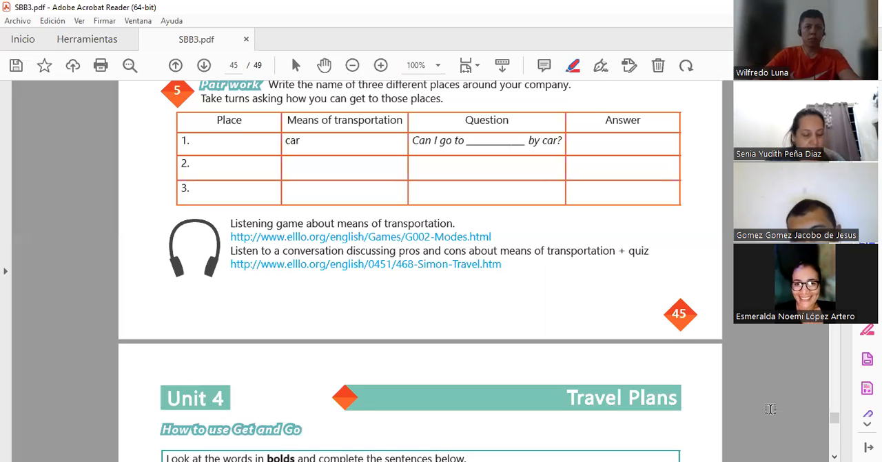Okay. Xenia. Place bakery. Means of transportation bicycle. Okay, by bicycle. Can I go to the bakery by bicycle? Yes, can I go to the bakery by bicycle? Very good. Gomez, Jacobo? And the place, gas station. Okay. ¿Cómo haríamos? Can I go to the gas station by car? Very good. And Wilfredo, please.